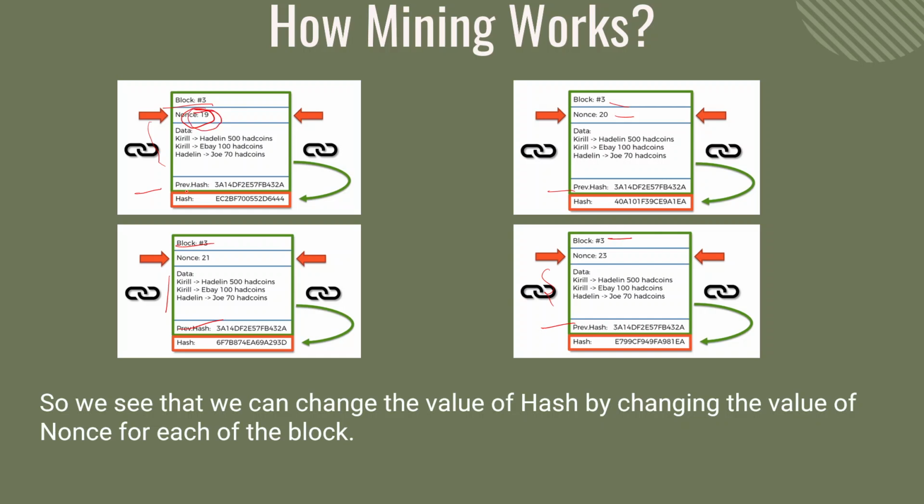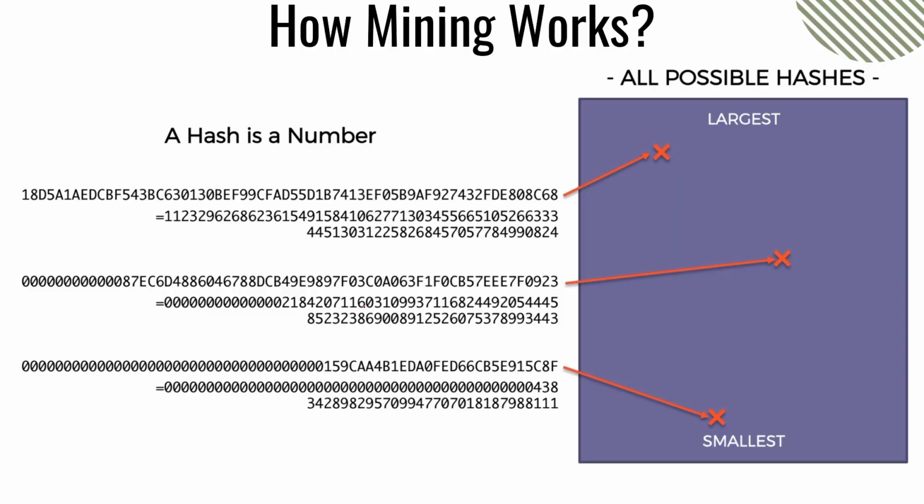Here the nonce value is 19 and we are getting a particular hash for this value. Here the nonce value is 20 and we are getting another hash value. Here the nonce value is 21 and we are getting this hash value, and here the nonce value is 23 and we are getting this hash value. So we see that we can change the value of the hash by changing the value of nonce for each block. Now let's know how a miner gets the hash value of a particular block of a blockchain and mines a block.